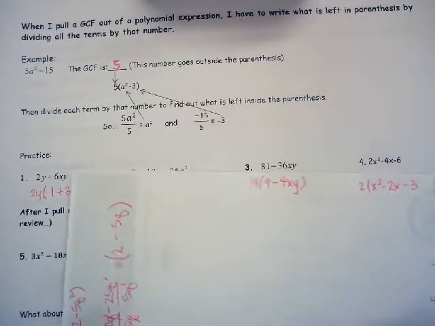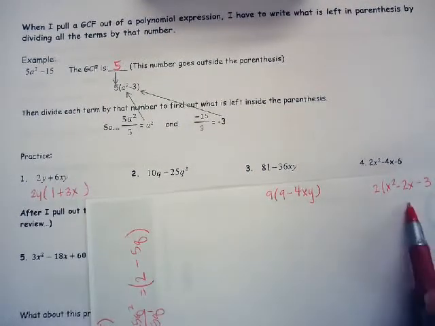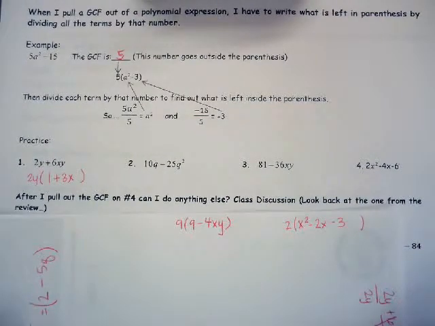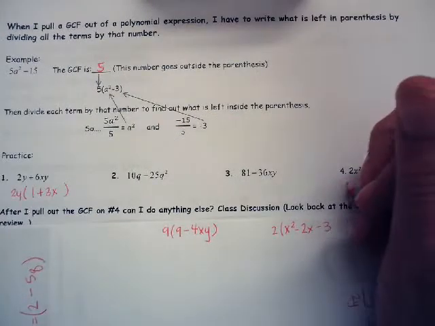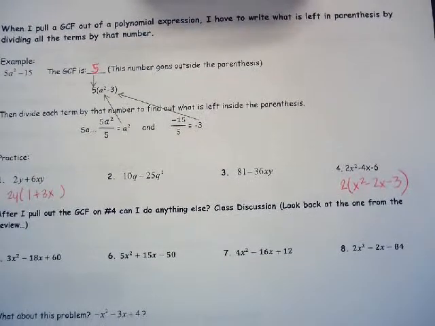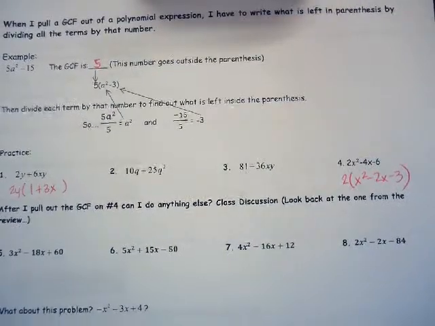All right, now look at this. Here's your challenge question. Keep your eye on this right here. After I pull out the greatest common factor on number 4, I'm just going to rewrite it right here: x squared minus 2x minus 3. Is there anything else that I can do? It says a hint here. Look back at the one from the review.